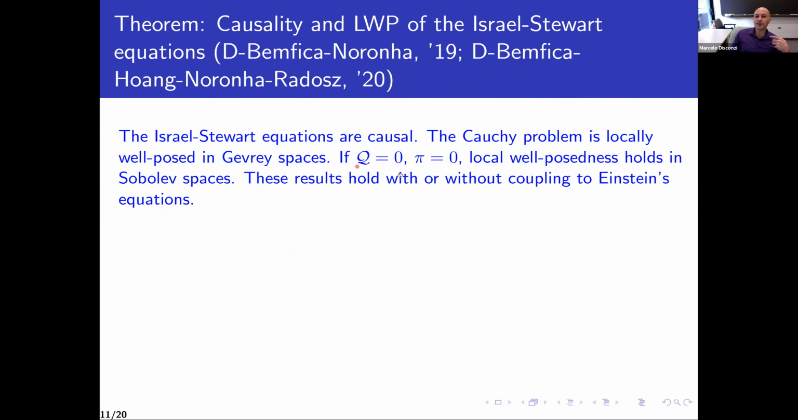However, if you look at a simpler situation where you don't have the viscous fluxes, which are the heat flux or the shear stress, then the equations simplify significantly, and we are able to prove local well-posedness in Sobolev spaces. And all these results hold with or without coupling to Einstein's equations. Okay. So that's the theorem.